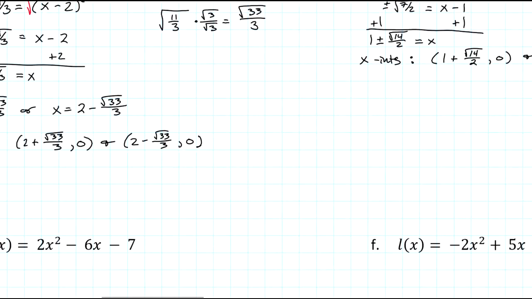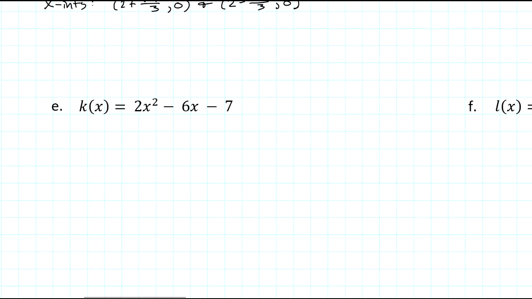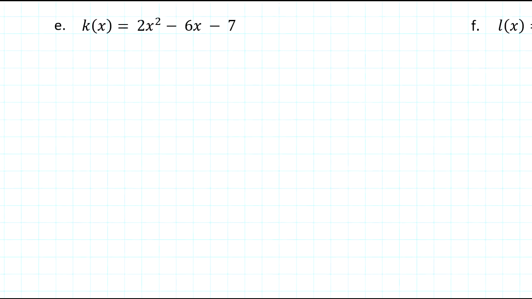Nice work, everyone. Moving on, we get part E. We've got 2x squared minus 6x minus 7. Set the output to 0. 0 equals 2x squared minus 6x minus 7. Add the 7 over to the other side to get it out of the way. And we have 7 equals 2x squared minus 6x.